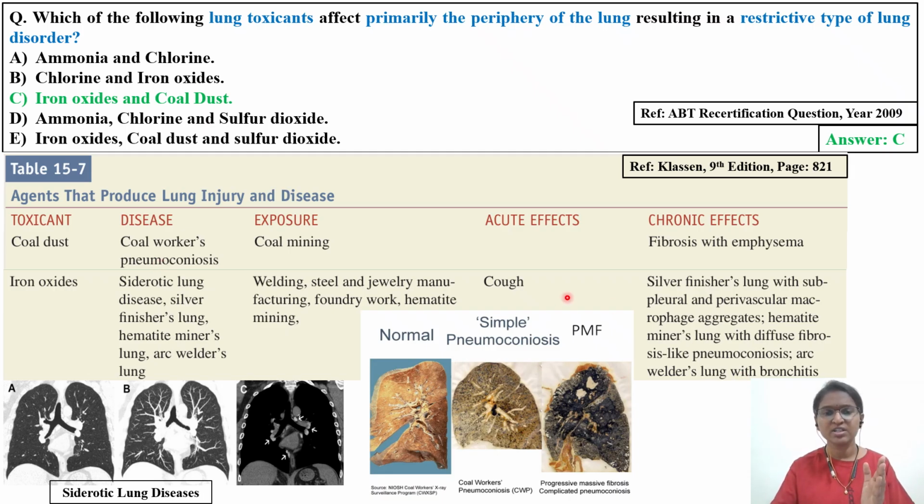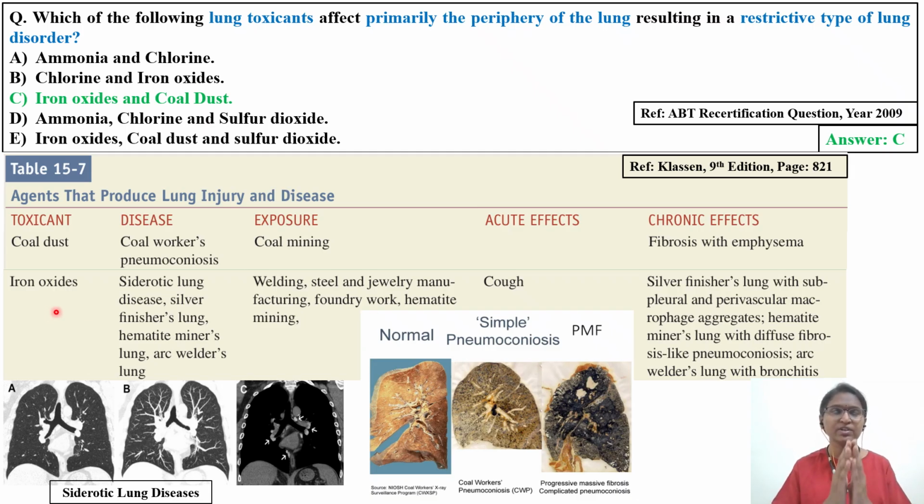Here you can see how it is going to affect the lung, which particular part. Industry exposure is through coal mining, and the chronic effects, more than acute effects: this coal dust, upon repetitive exposure for a couple of months or years, is causing fibrosis as well as emphysema of the lung. Okay. Next is iron oxide.